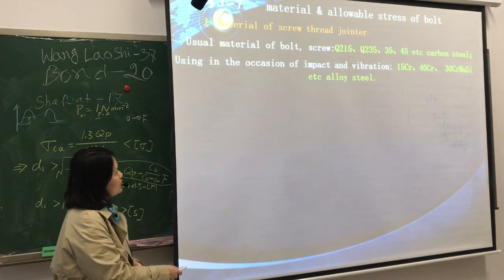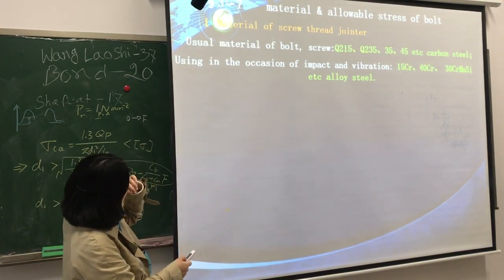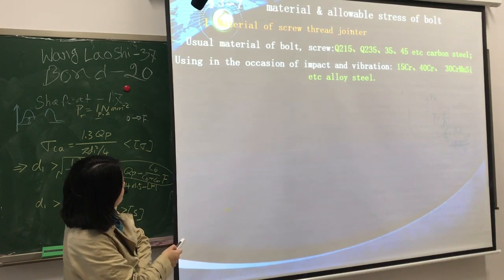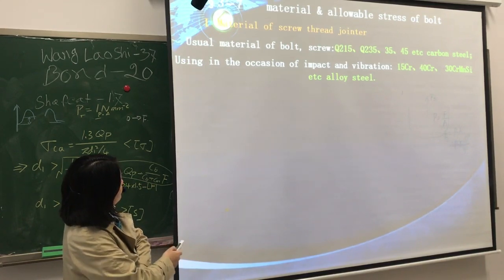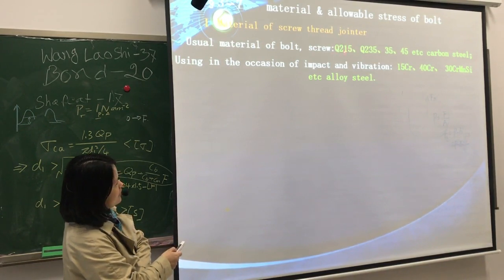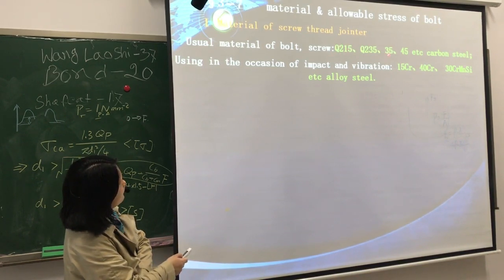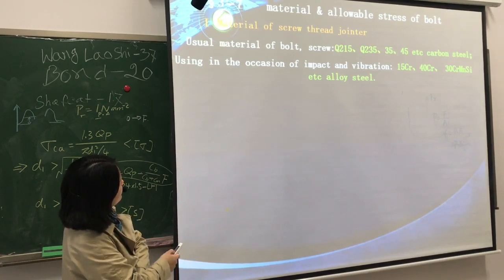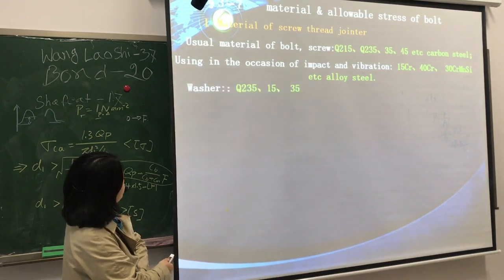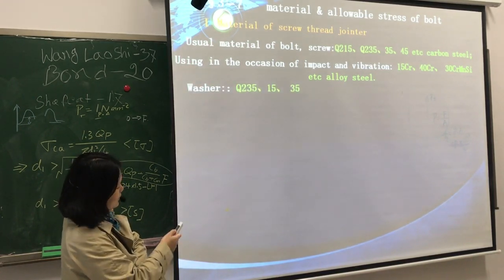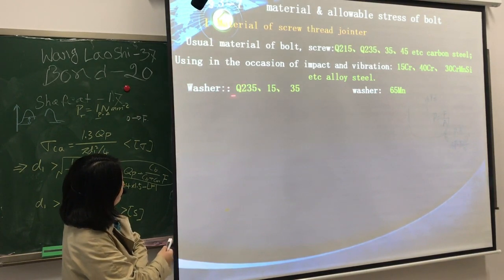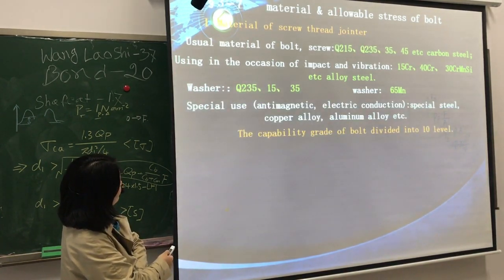Materials and allowable stress of the bolt. Materials for screw thread joints usually use steel, Q215 steel, or 35 or 45 carbon steel. And for conditions under impact or vibration stress, we will use alloy steel. And washer.